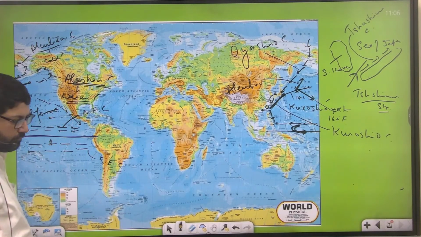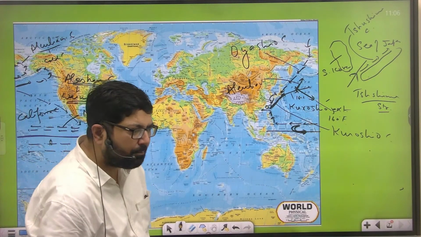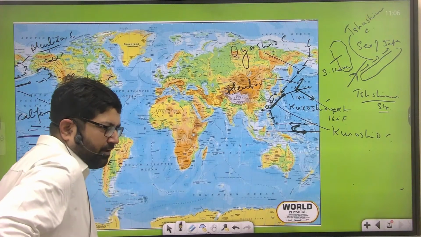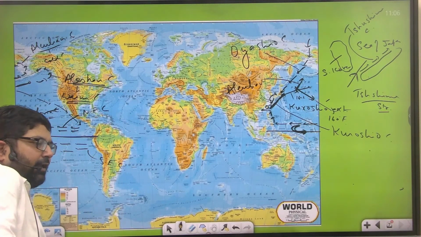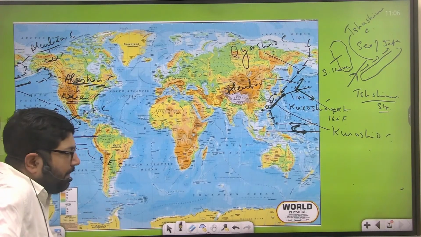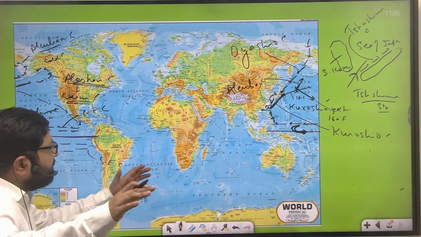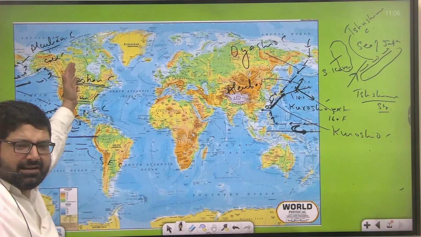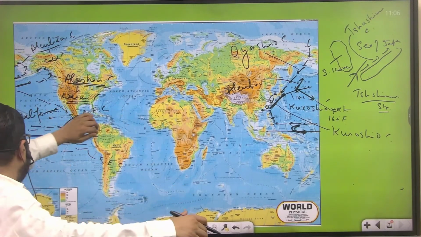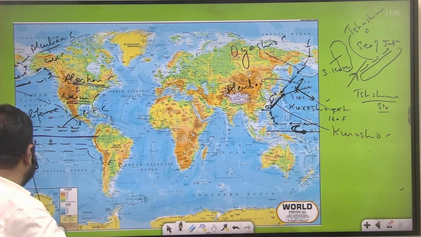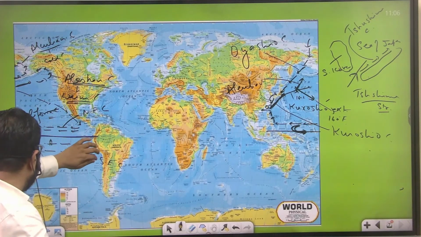Now, the most important current of the Pacific Ocean, if you see, is the counter current. The Pacific Ocean has a huge expanse. There is huge piling up of water on the western side, and the surface water is very warm.